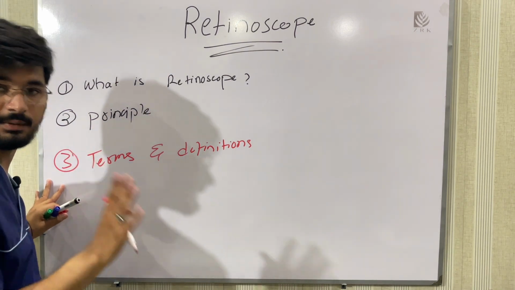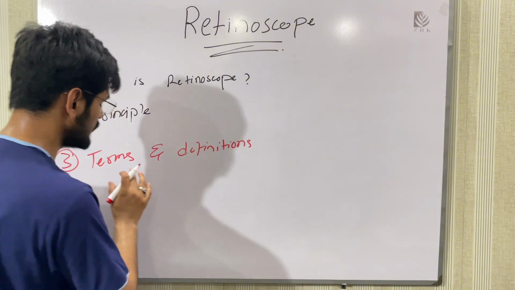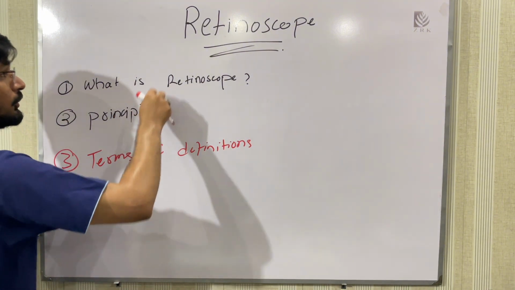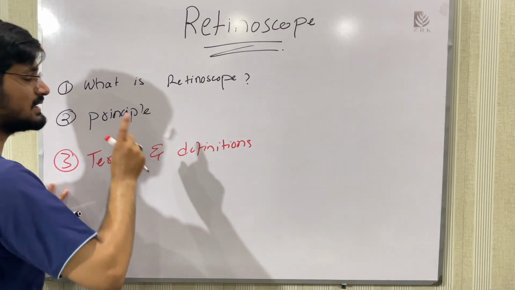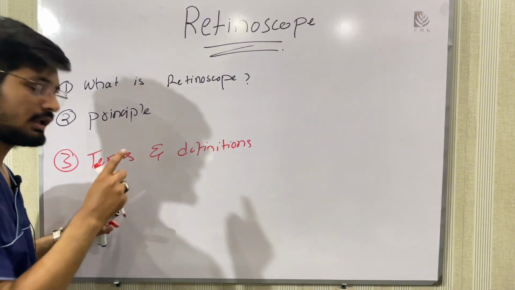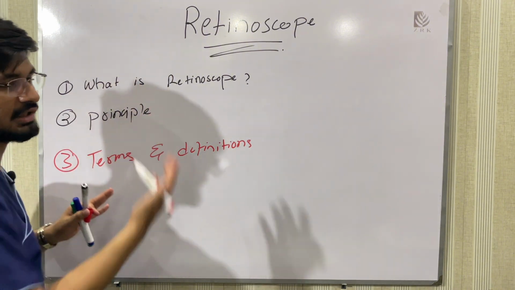The third point is a very important point. That's why I wrote it with a red marker. Okay. So the third point means terms and definitions. Before going to learn this tool, before learning about the retinoscope, this is very important. We should have complete knowledge about the terminologies and definitions which are used in retinoscopy.